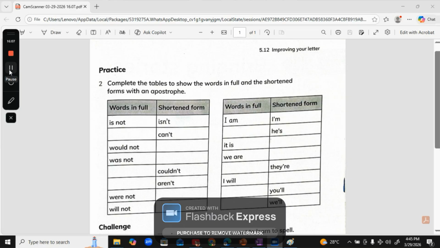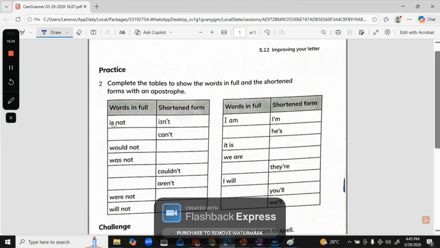Question number 2, complete the tables to show the words in full and the shortened forms with an apostrophe. So words in full have been given over here, and the contracted form, the shortened form, is given over here. Like for is not, the first one has been solved for you. We have the contracted form or shortened form isn't.